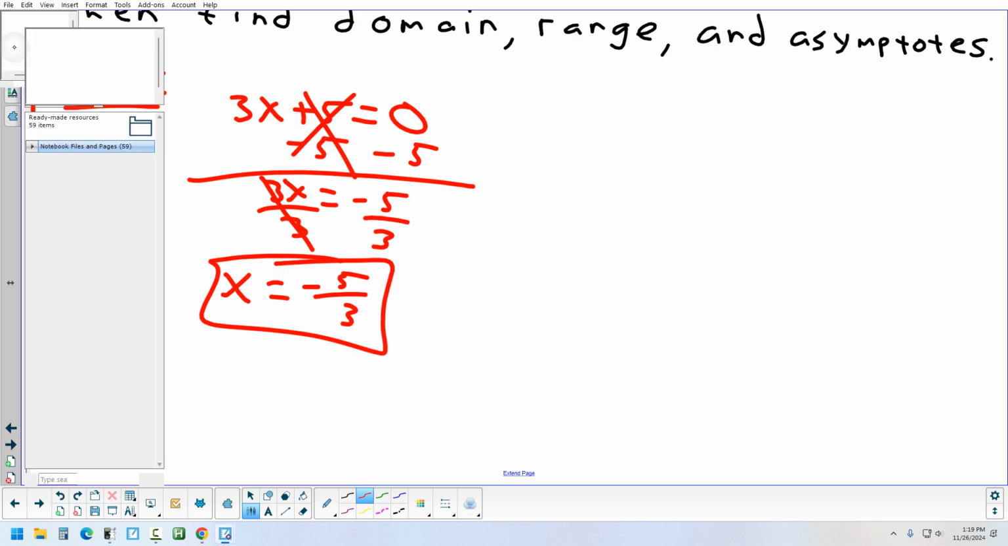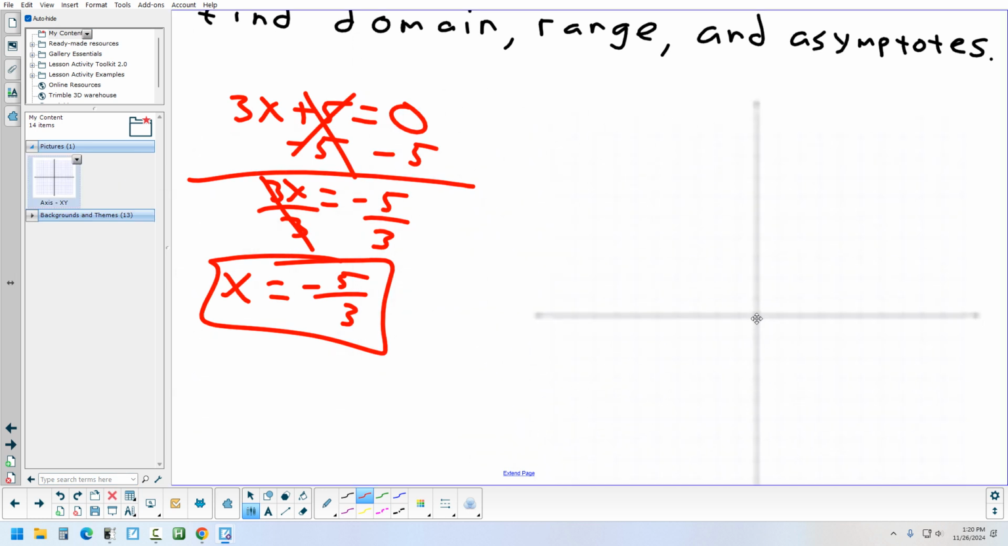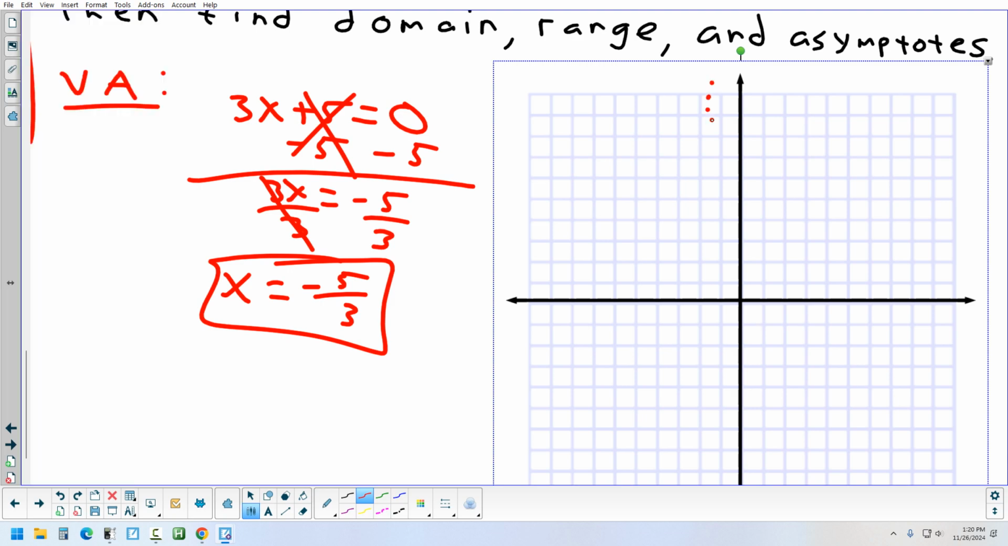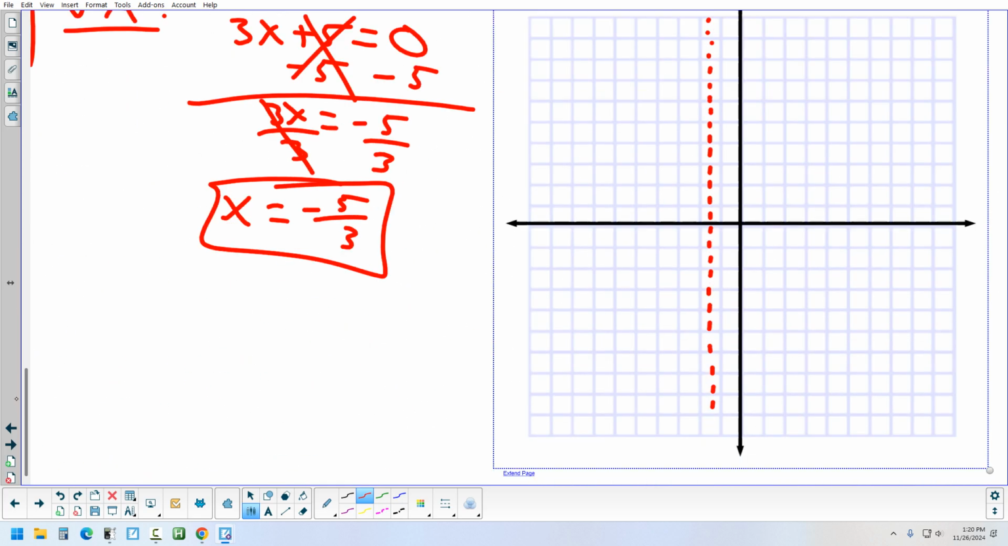Okay, so now let's start with that. Okay, put a vertical line at negative 5/3, which is about negative 1.6. So right about somewhere in there. So now my graph is either going to bend to the right or it's going to bend to the left. Once we get a couple points, we'll know. Okay, let's find the y-intercept.